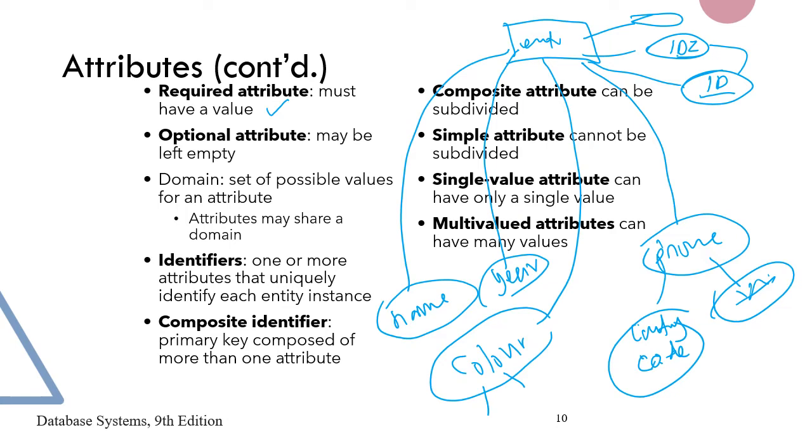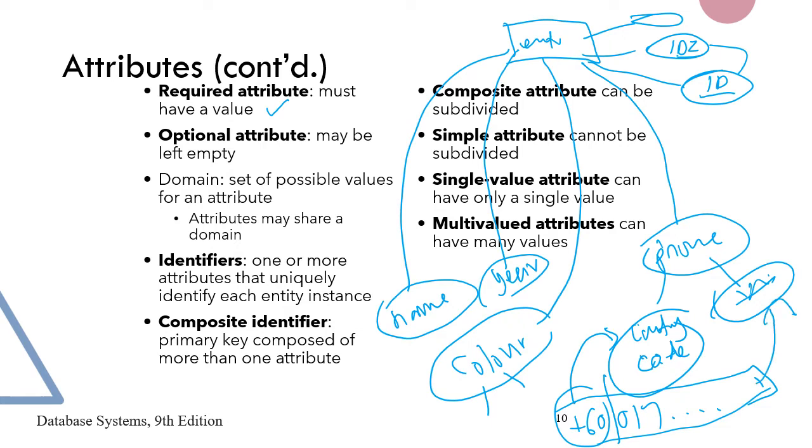Composite attribute, the example just now, phone number. The phone number has the country code, right? So we can actually divide it into two. This one brings the definition of the country code, and the rest is the phone number.